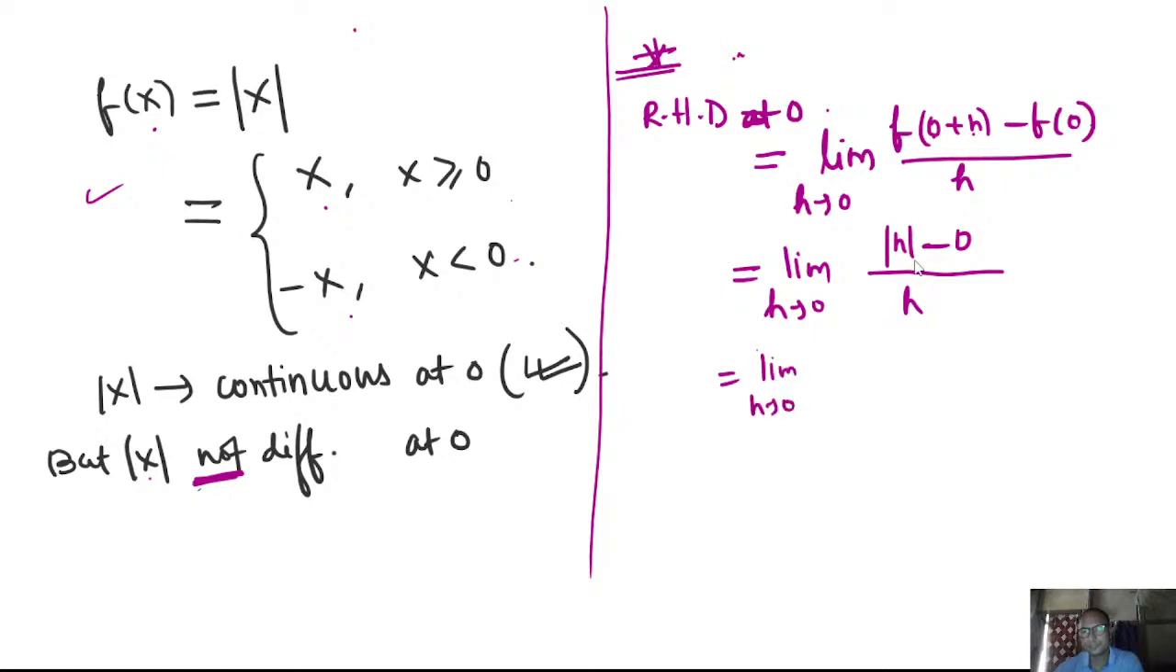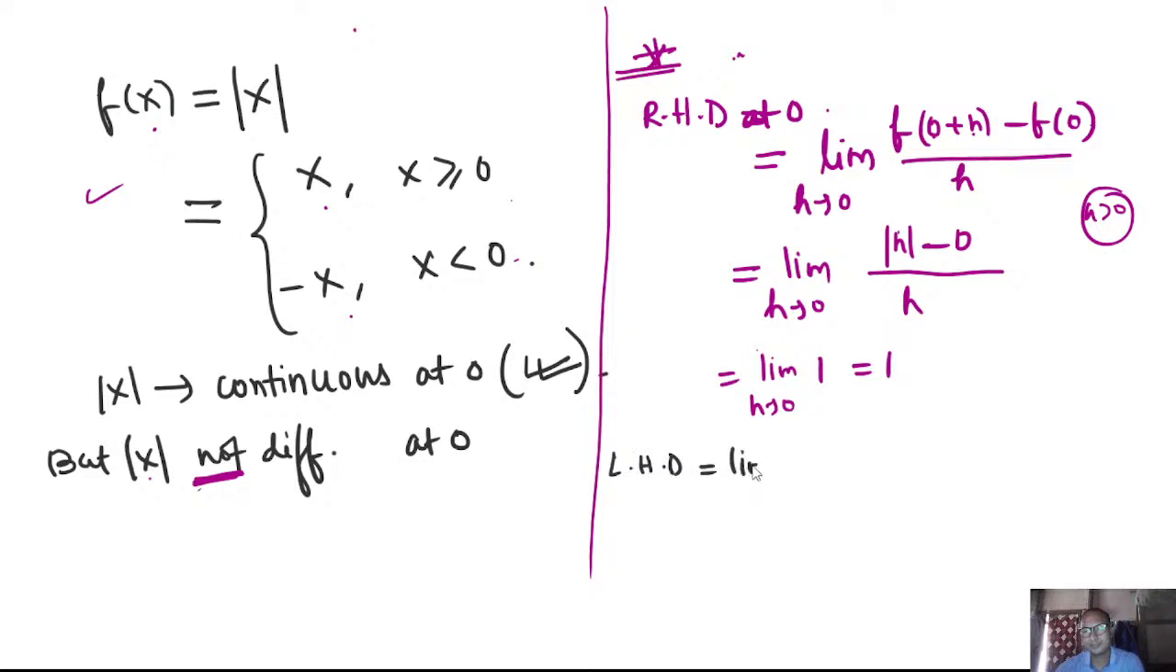Limit h tends to 0, modulus of h, h is a positive number, so modulus of h is h. h by h is 1. So the right hand derivative value is 1. Now let's find out what the left hand derivative is.